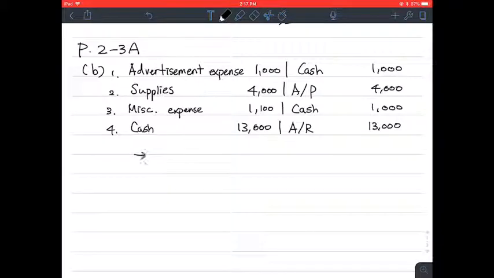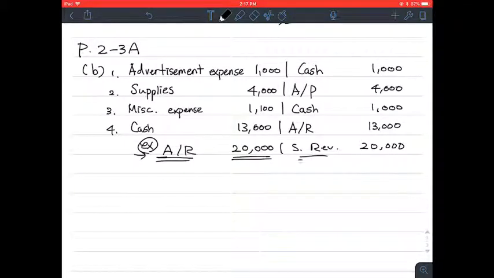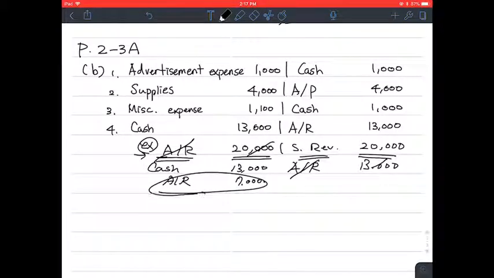If it's hard for you to understand, then let's say there was AR before. This is just an example. $20,000 and service revenue, $20,000. But you already recorded it like this. But you want to cancel this out because you received cash now. So in your hand, you will have AR 7,000 on the debit side. Okay?